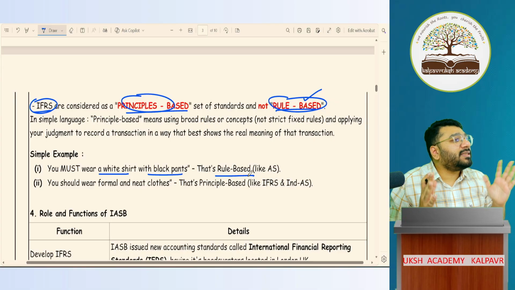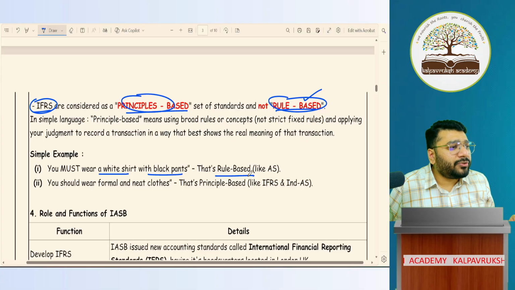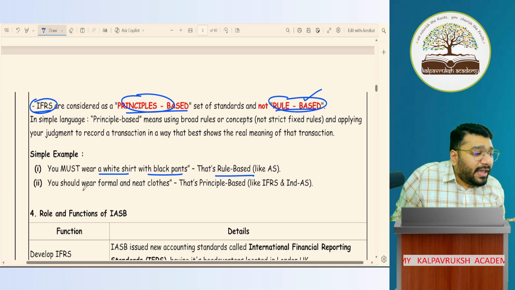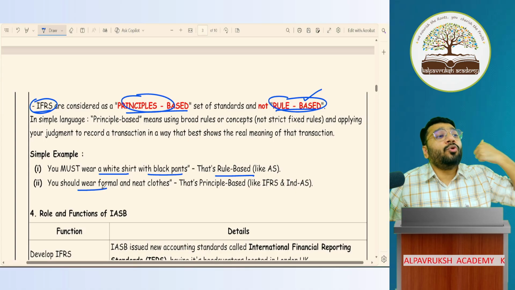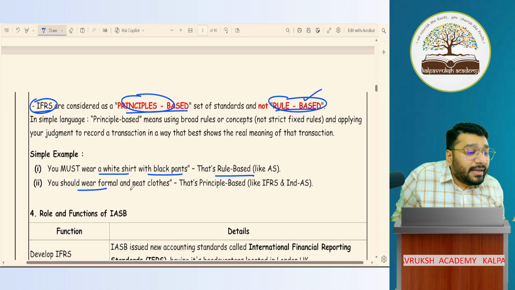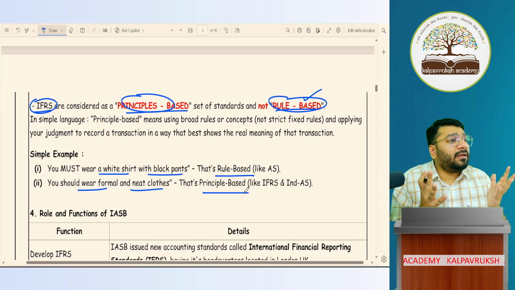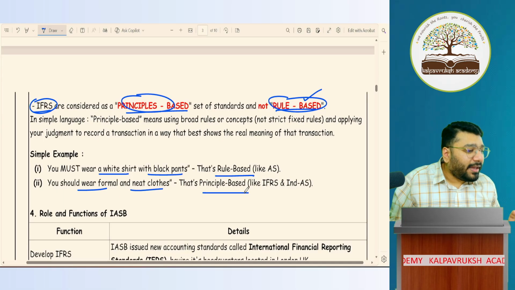I'm not giving you choices and options. I'm restricting your choices and options. That is called rule based. But when I give a little more freedom, telling you that you can wear a shirt and pant of whatever color you want, but you have to come in formal and neat clothes, that is called principle based. So you have more choices now to wear the color you feel like wearing.